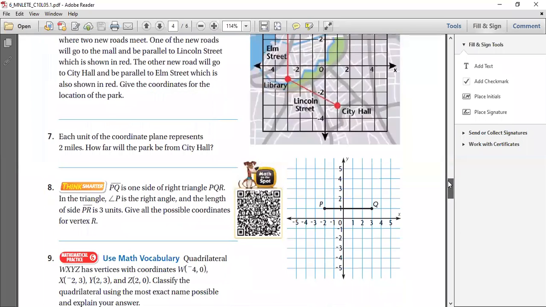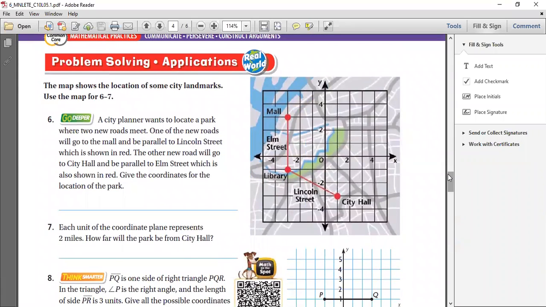Okay, so this is going to be question number 6. Now, as you can see, go deeper. It's not going to be the direct questions which you have been doing. The map shows the location of some city landmarks.